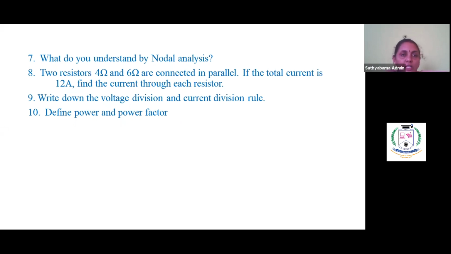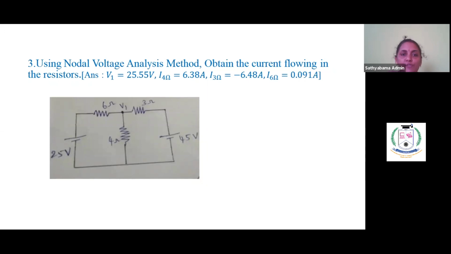Next, power factor. Power factor is defined as the cosine of the angle between the voltage and current. You always take the angle between the voltage and current as phi. And power factor is defined as the cosine of that angle. So power factor is equal to cos phi. You can draw a small diagram with current and voltage and mention it as cos phi.